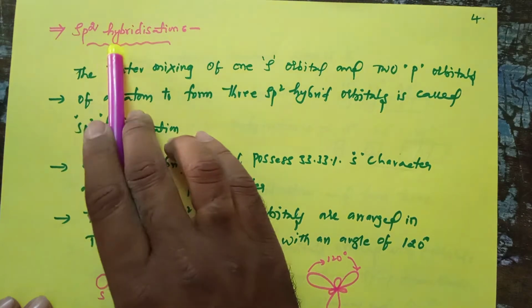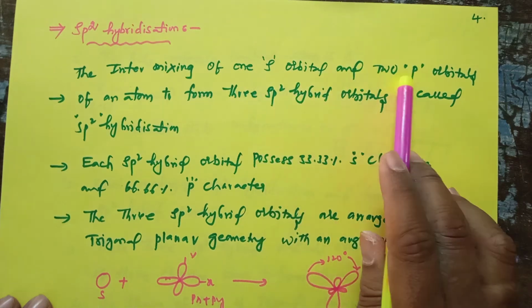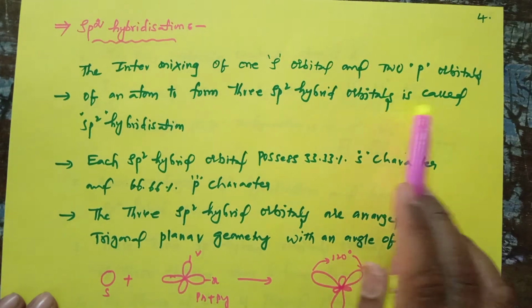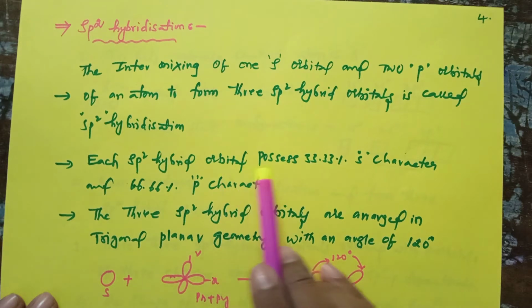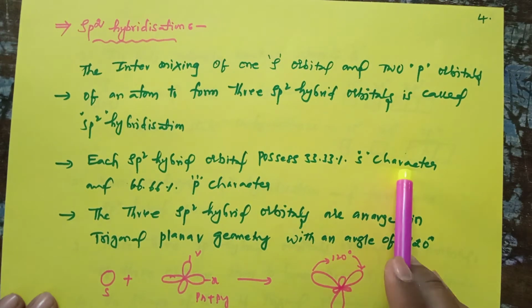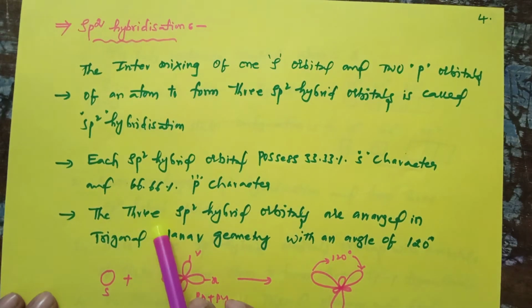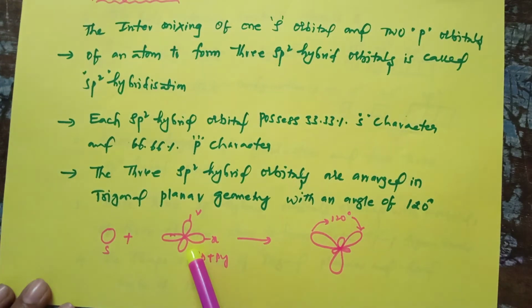The next hybridization is sp2 hybridization. sp2 hybridization means the intermixing of one s orbital and two p orbitals of an atom to form three sp2 hybrid orbitals. Each sp2 hybrid orbital possesses 33.33% s character and 66.66% p character. The three sp2 hybrid orbitals are arranged in trigonal planar geometry with an angle of 120 degrees. The s orbital and two p orbitals intermix, forming three sp2 hybrid orbitals.